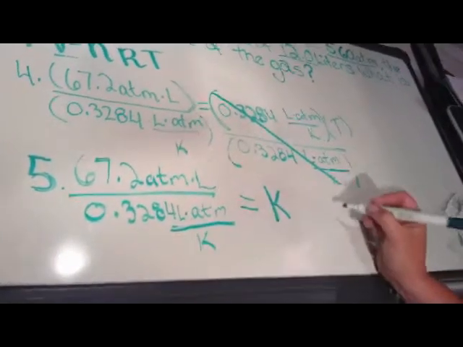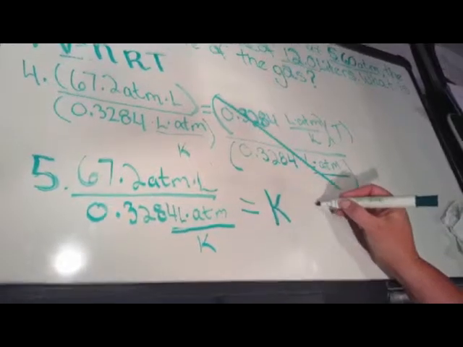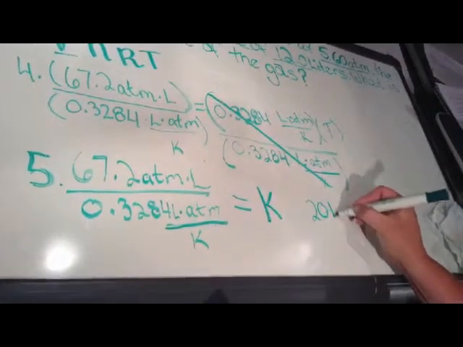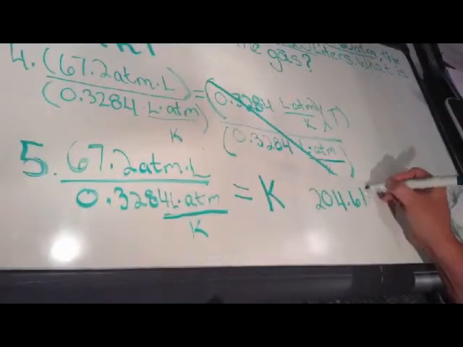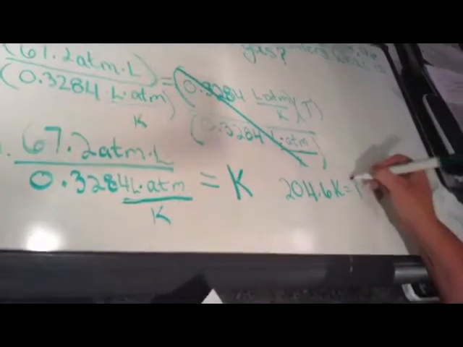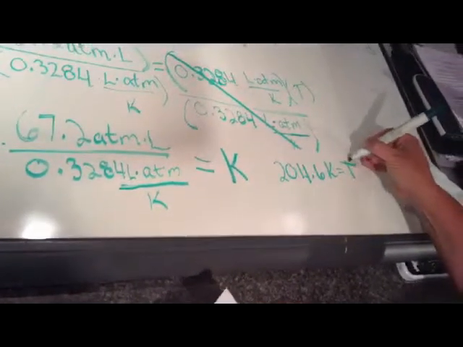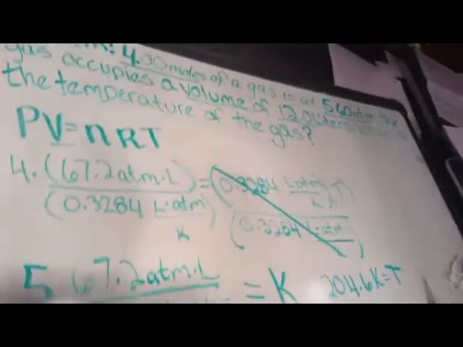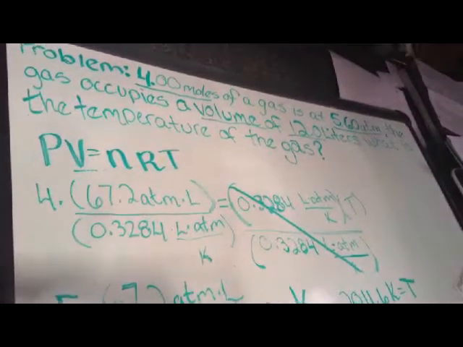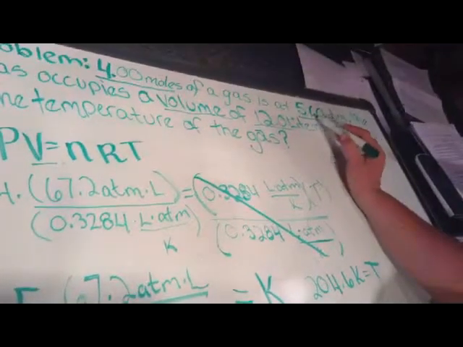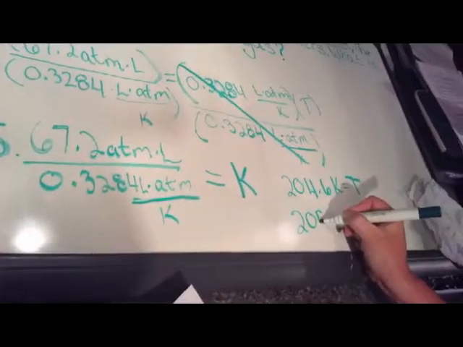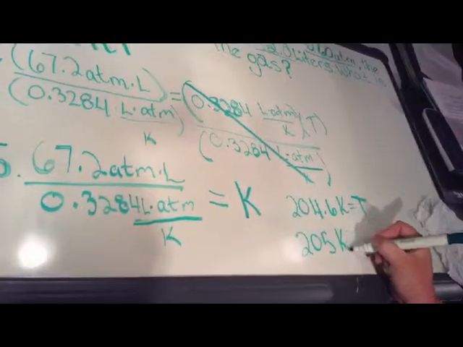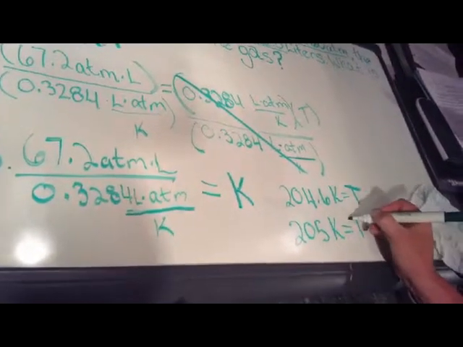When we do our division, we're left with 204.6 Kelvin equals our temperature. And now we have to look back at the top of our problem and decide how many sig figs we're going to use. So we have 3 significant figures, so we're going to round 204.6 to 205. 205 Kelvin equals temperature.